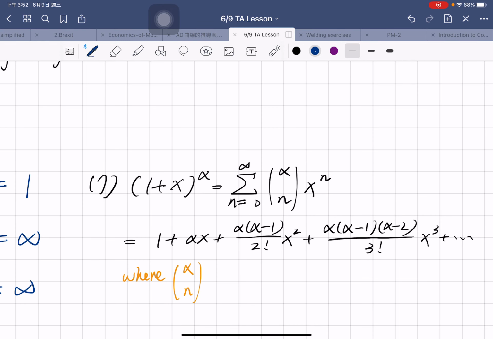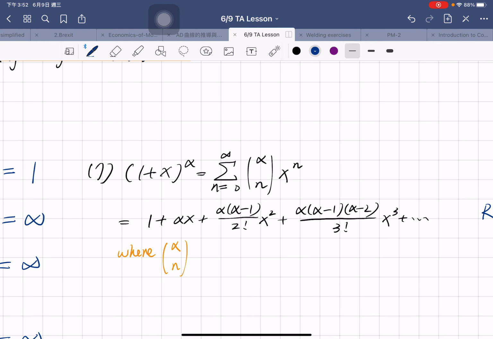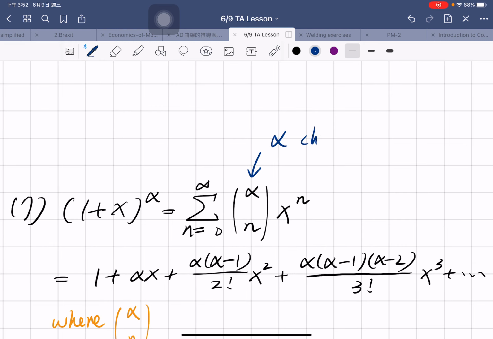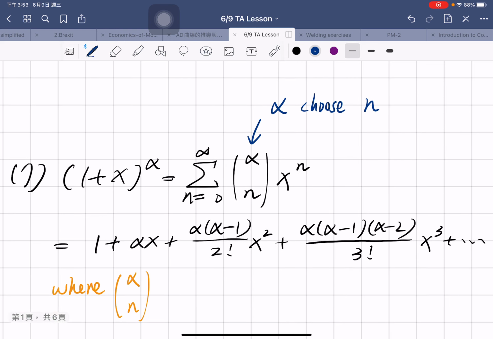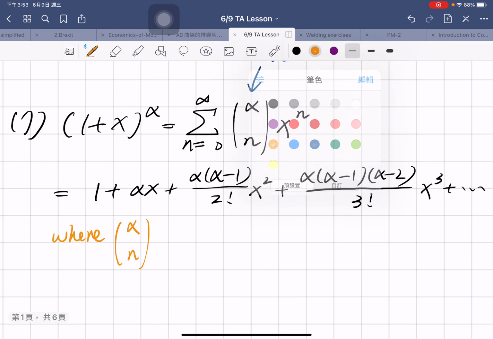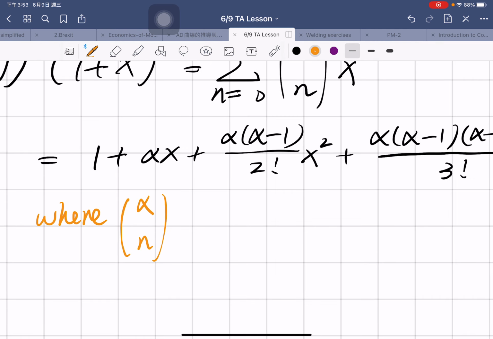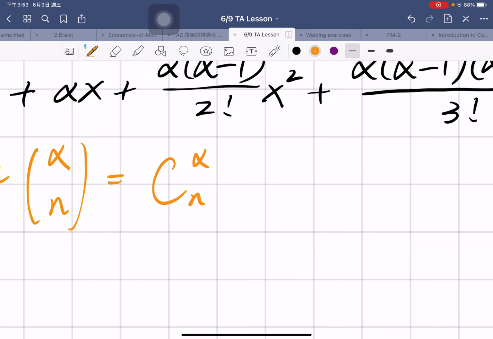Okay, so 7 will be (1 plus x) with alpha power. We return to the sum, sigma n from 0 to infinity, of alpha choose n times x with n power. We know that alpha choose n is C in permutation and combination from high school, so it will be the combination of alpha and n.